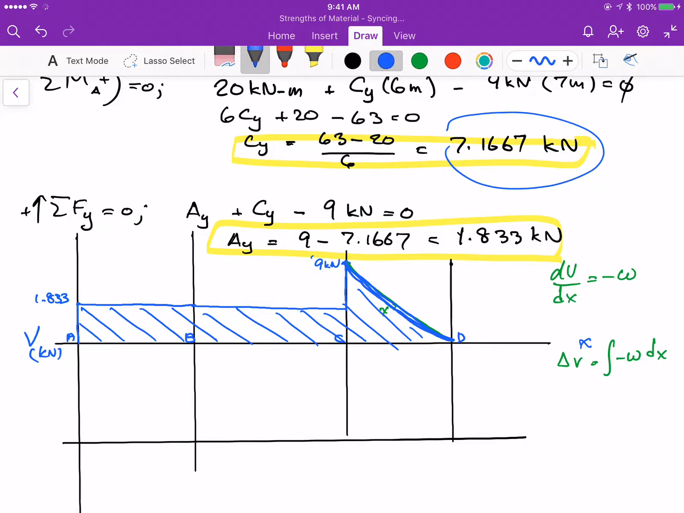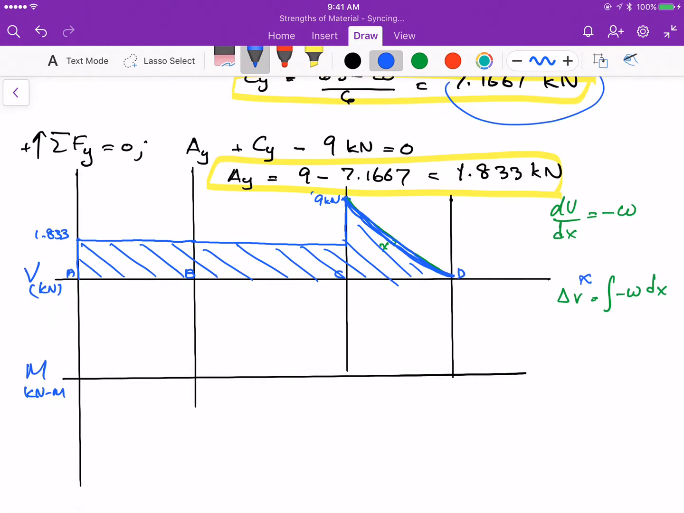Now let's go ahead and do the moment diagram. So my moment is going to be in kilonewton meter, and I know at point A I have no moment, and I will start with 0 here. And how much do I go up on the scale? Okay, now it's very easy. I have this area here, because dM over dx is equal to V, and the differential moment is simply the area of your shear diagram.